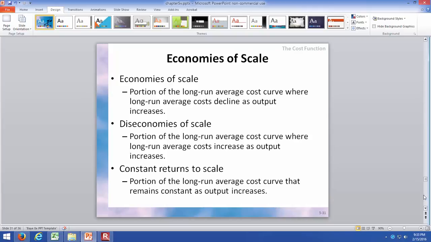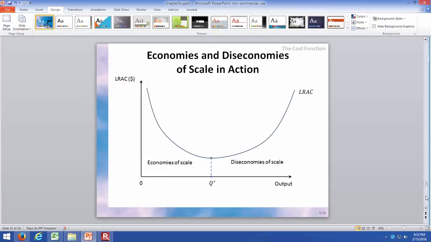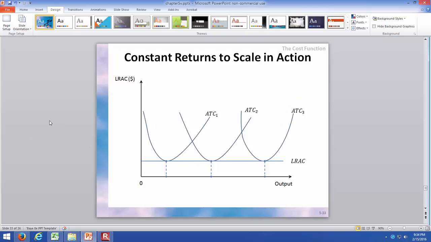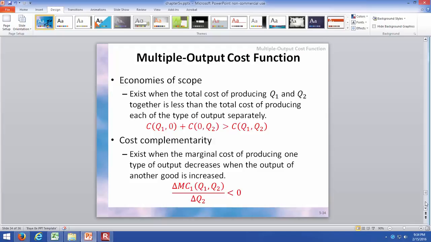So these are the examples of that. The economies of scale basically tells you that as you increase the quantity, the long run average cost is going down. Here it's fixed, and after that the long run average costs are increasing. And what we have is constant return to scale in action. So in this case, output has no effect on the overall cost. Now what we see is what is referred to as a multiple output cost function.